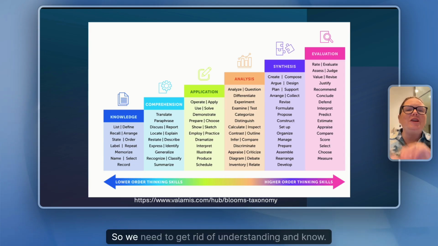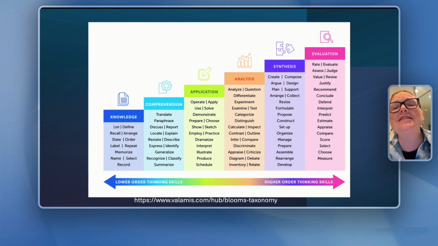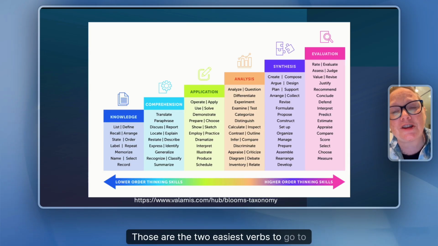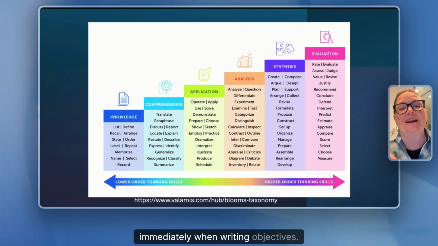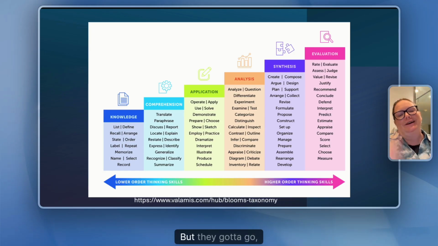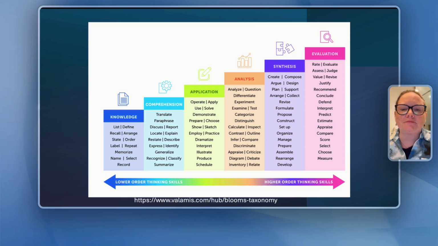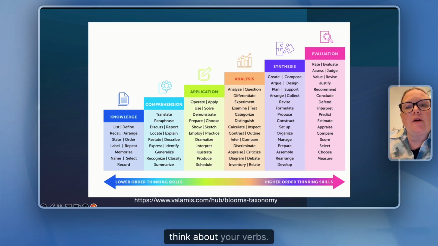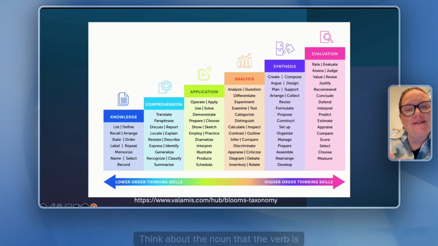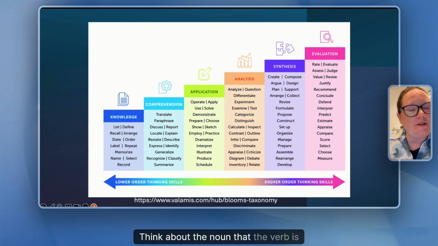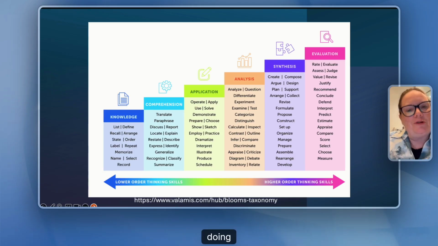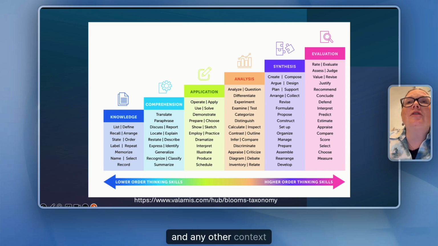Okay, so we need to get rid of understanding and know. Those are the two easiest verbs to go to immediately when writing objectives. But they gotta go. Okay, so think about your verbs. Think about the noun that the verb is doing and any other context that is beneficial.